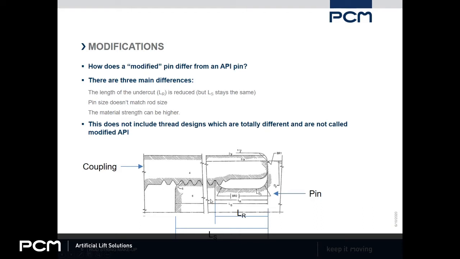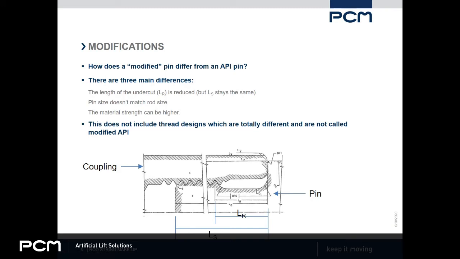this LR, is shorter. But the LS, the total pin length, stays the same. And what that does is it means you have more threads. If you look at the way this drawing is shown, it looks like if you put some more threads on here, they're not actually going to engage on the coupling, but that's just the way it's drawn.